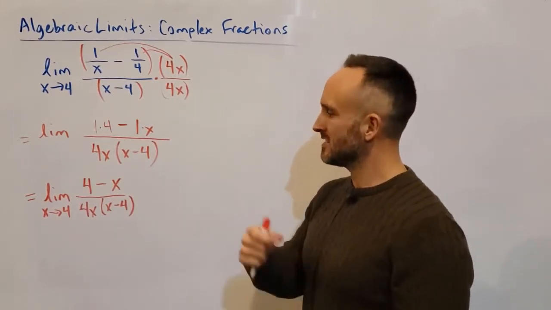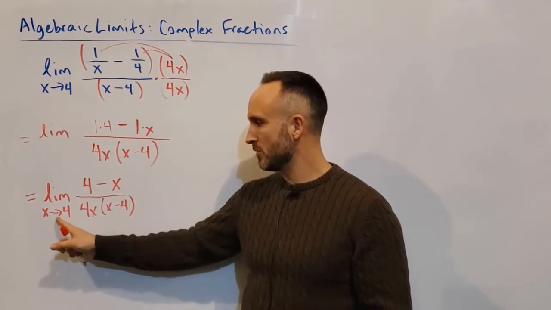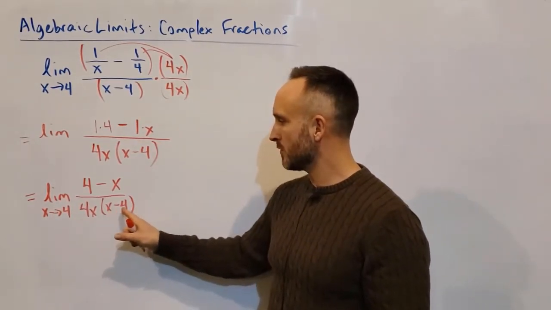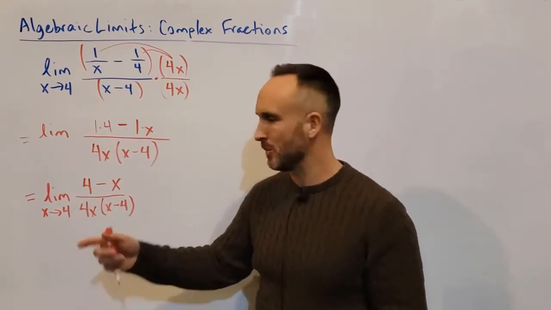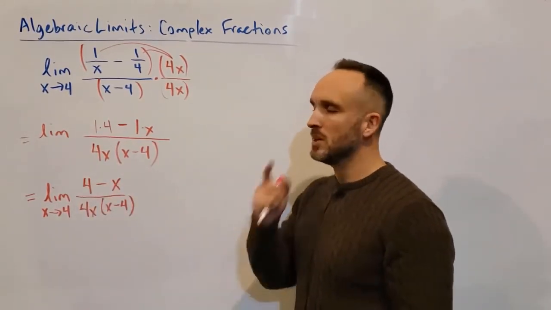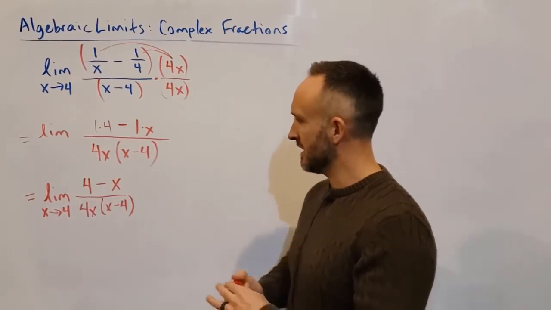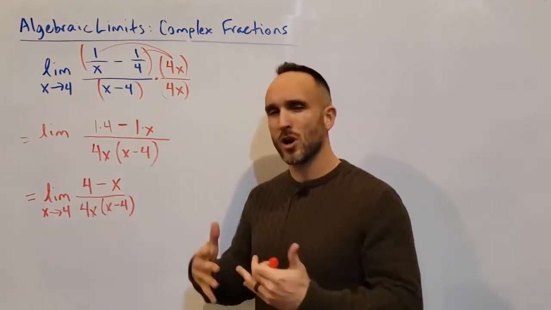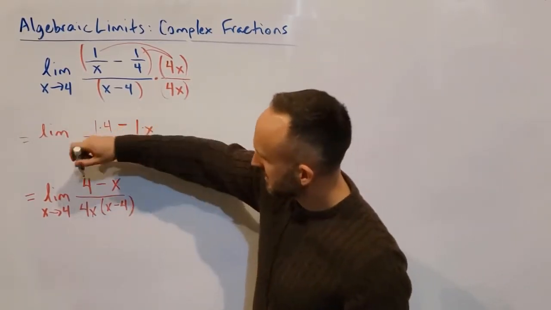However, this did not help us yet, because still, if we plug in 4 for x, if we do direct substitution, 4 minus 4 is 0, and 0 times whatever is 0, and we can't divide by 0. So what's going on here? Well, the good news is that 4 minus x and x minus 4 are almost the same thing. So we're going to take them and make them the same.